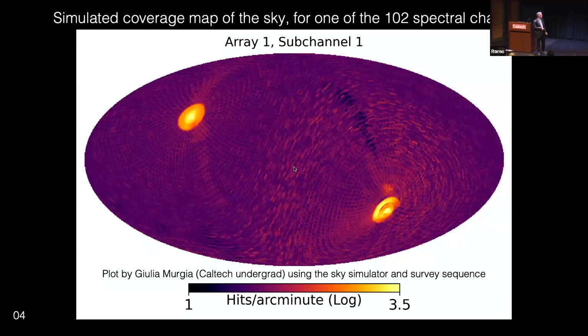Okay, so here's a simulation of what the entire survey pattern would look like after 2 years of surveying. And this is in one of the 102 spectral channels. And we have really 2 surveys going on here. The first is because we see the ecliptic poles every single orbit, and each orbit is about 90 minutes apiece, we get lots of coverages there.